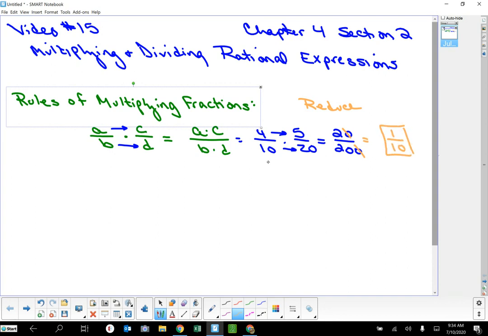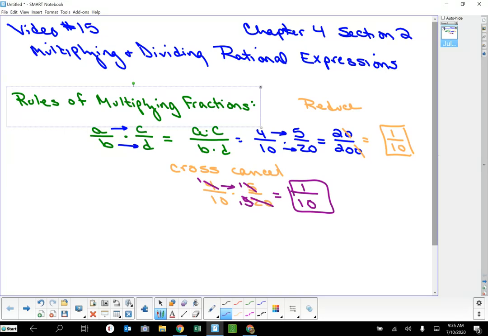Easier and almost more applicable in our situation is to cross cancel and take a look how that's going to work. If we have 4 over 10 times 5 over 20, well, 4 will go into 4 one time and into 20 five times. I can cancel the 5s. They each become 1s. And then if I multiply straight across, I have 1 times 1 is 1, and 10 times 1 is 10, and you're done. So this is the way I learned to do multiplication of fractions.